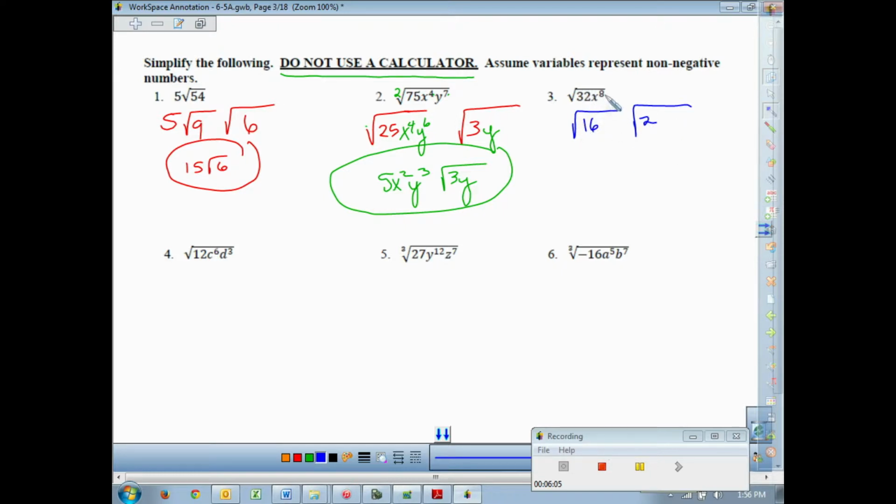And then x to the 8th. 8 is a multiple of 2, correct? That means the whole thing's perfect. That's all perfect over there. Rock and roll? So then this we will square root: 4x to the 4th square root of 2. Rock and roll? Why don't you pause the video and give number 4 a shot for me.